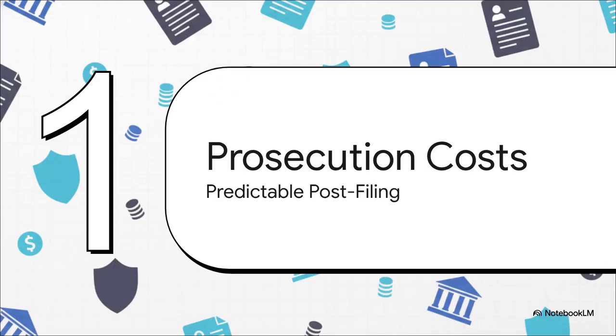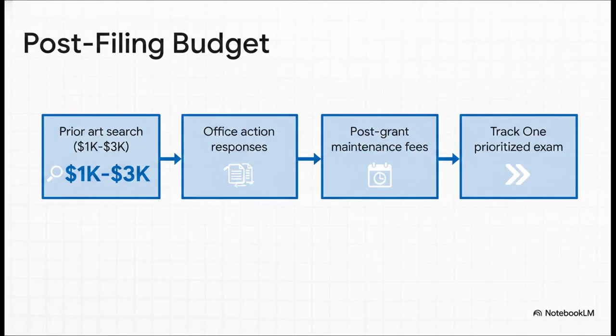Let's look at Part 4, Anticipating Prosecution Costs and the Predictable Stages You'll Face After Filing. Filing your application is really just the beginning of an 18 to 36-month journey. A good attorney prepares you for these costs up front, rather than letting you discover them months later. These are predictable post-filing budget items that regularly catch inventors unprepared, but they really shouldn't be gotchas. First, a prior art search, which runs about $1,000 to $3,000. Then, office action responses. After that, post-grant maintenance fees to actually keep your patent alive.